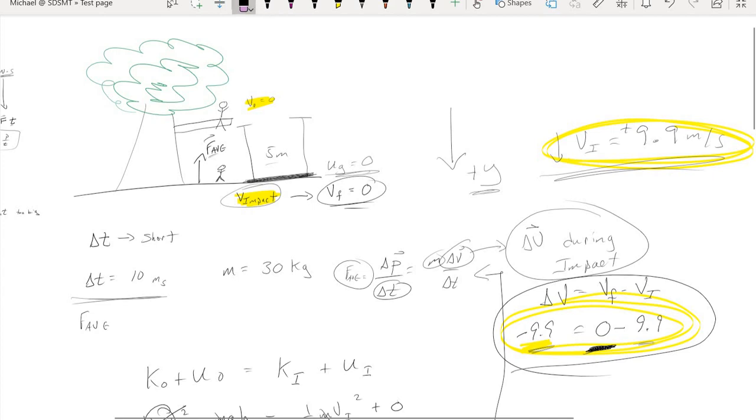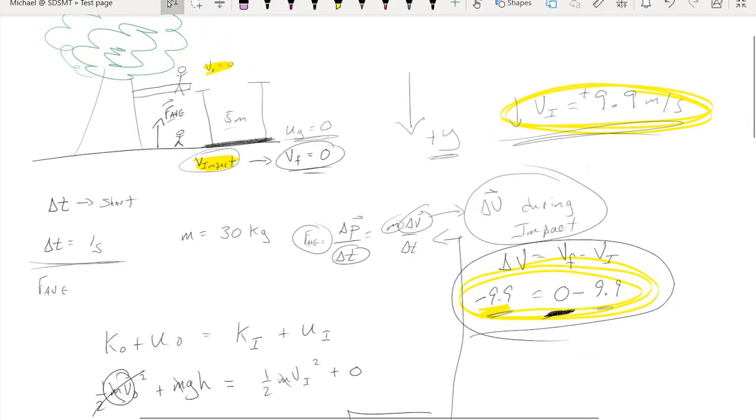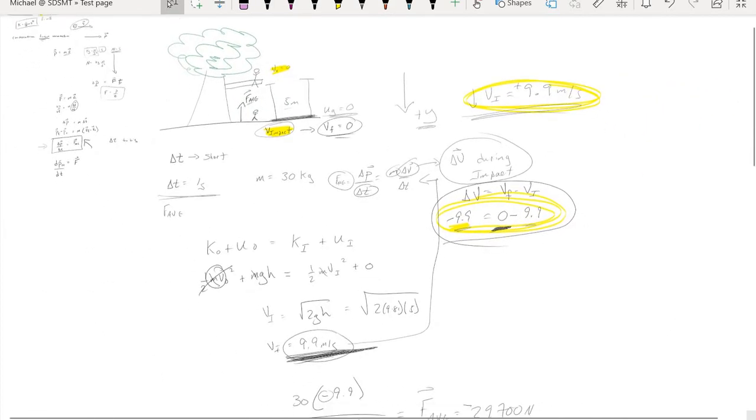Now, I don't recommend trying this on your own because it's not going to work out well. It's still going to hurt. But maybe by bending our knees and rolling, we're able to increase the time interval to an entire second. So we drop down, we bend our knees, we roll, and it takes us a full second to come to a halt. So how is that going to affect the overall average force that this child experiences?